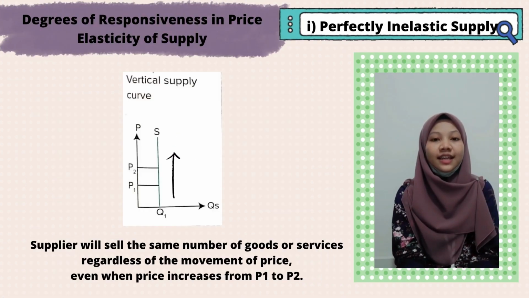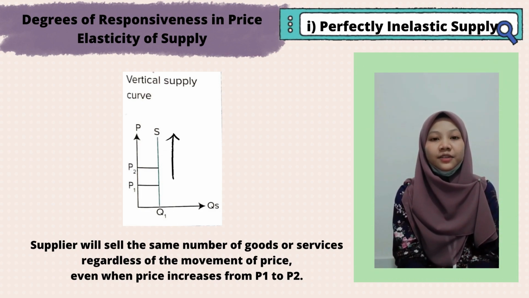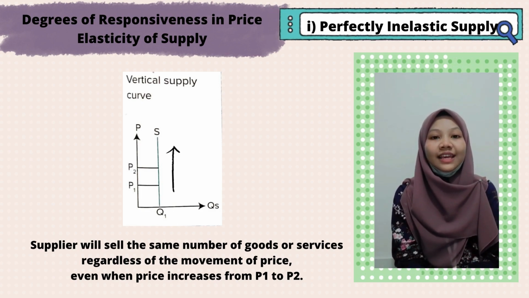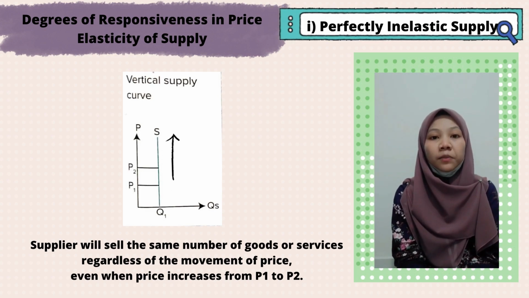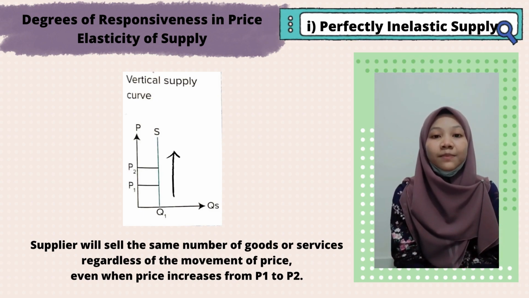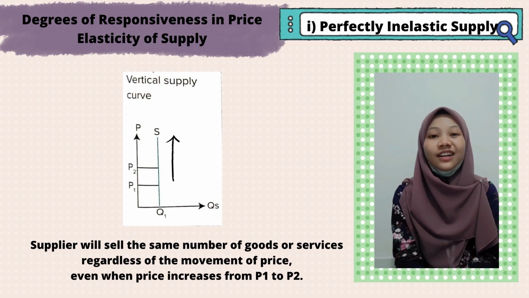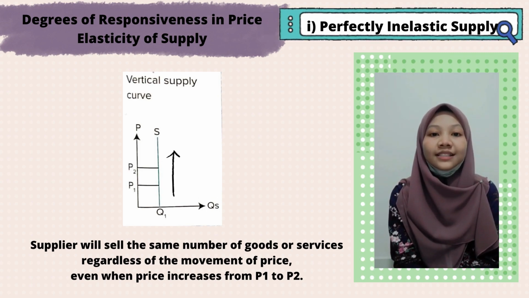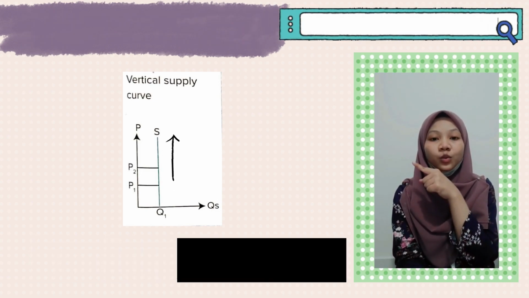Next, as you can see, there are 5 degrees of responsiveness in price elasticity of supply. One of them is perfectly inelastic supply. The first diagram here represents a vertical supply curve. No matter how the price changes, the quantity supplied will stay the same. Suppliers will sell the same number of goods or services regardless of the movement of price, even when the price increases from P1 to P2.